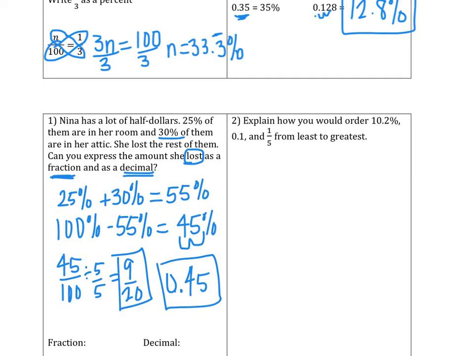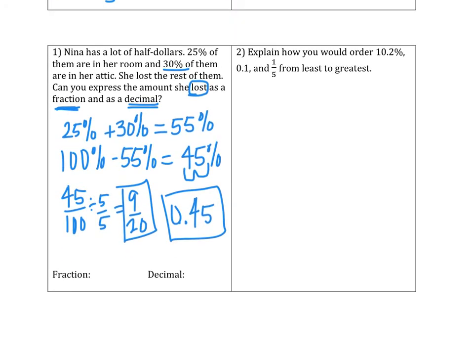And actually, we can write that right down here. 9/20 and 0.45. Okay, number 2: explain how you would order 10.2%, 1/10 and 1/5 from least to greatest. So I'm going from least to greatest. So I have to put these all in the same form in order to be able to compare them.